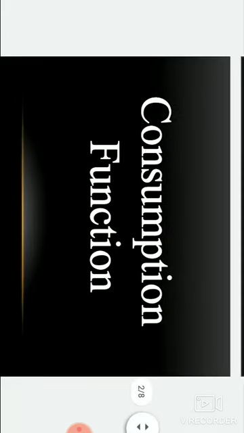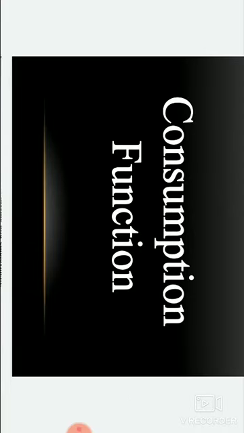Let's start with the chapter. The name of the chapter is the consumption function. Keynes is the name of the economist. He has defined the psychological law of consumption. In that law of consumption, he wants to explain to us that consumption is directly related to income.